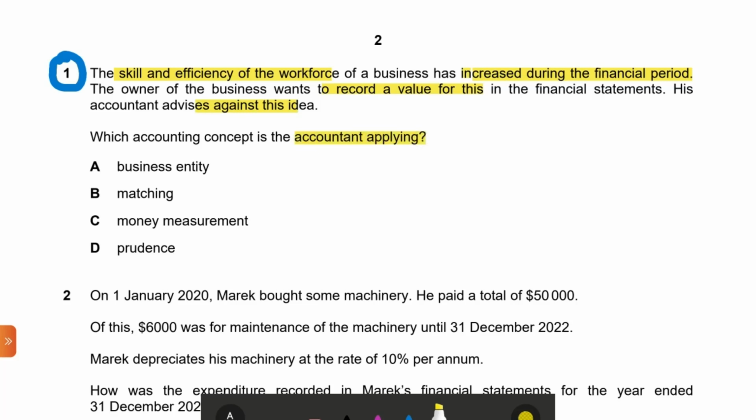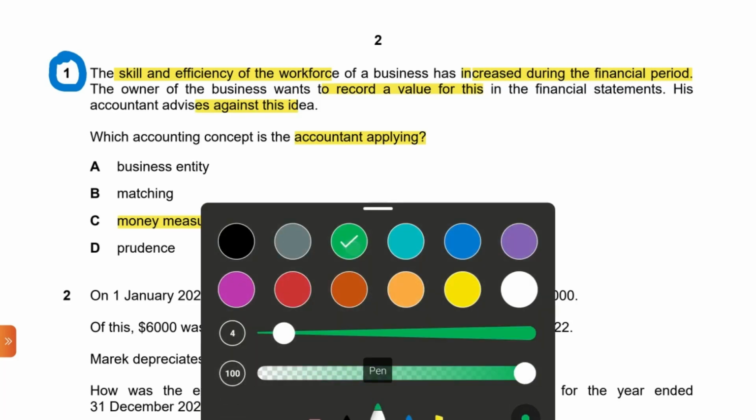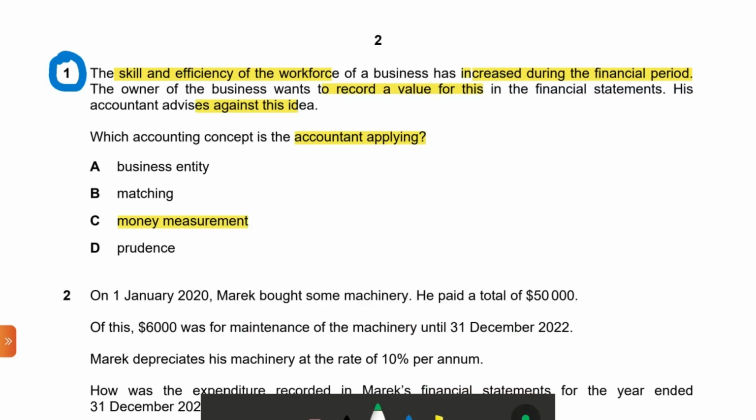As per the business, the skill and efficiency of the employees or the owner never enter in the books. Only items which have a value in money are entered. So here the accountant is against this because he applies which concept? Money measurement concept. So the correct answer is D.